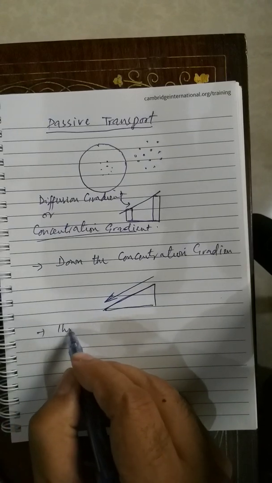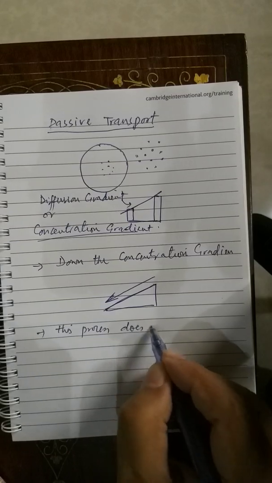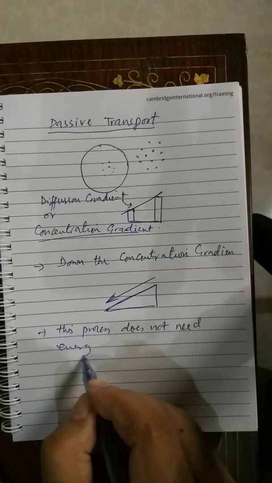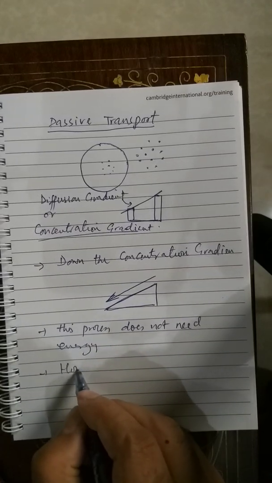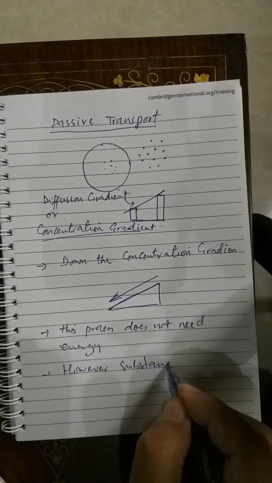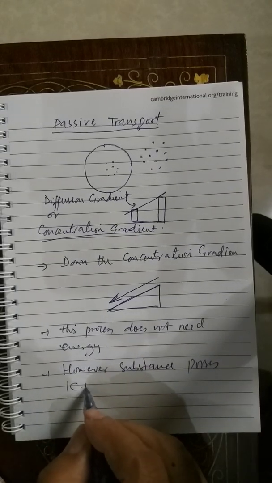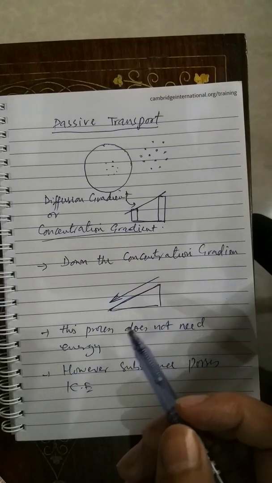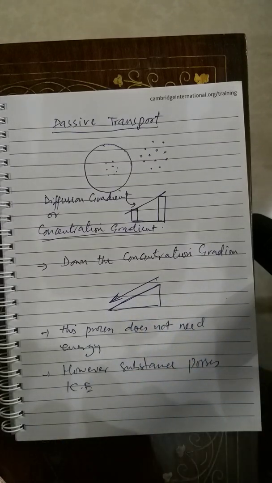This process, as I said, does not need energy. However, substances possess kinetic energy, which allows molecules to randomly move and move from a region of their higher concentration to a region of their lower concentration.